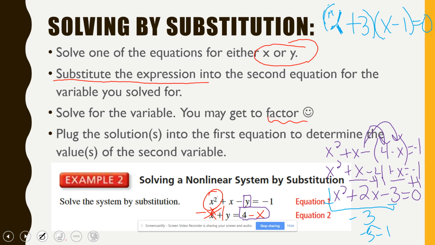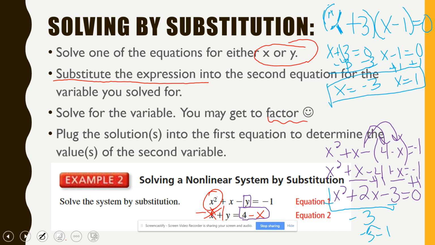To solve, you set your two factors equal to 0, so x plus 3 is equal to 0, and x minus 1 is equal to 0. Subtract 3 to get x is equal to negative 3. Add 1 to get x is equal to positive 1. So that's the first part. We know that we have two x values, one at negative 3 and one at positive 1.